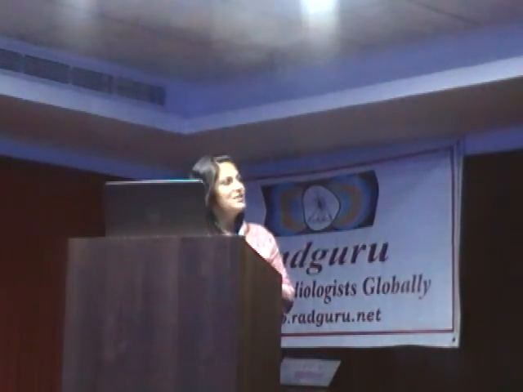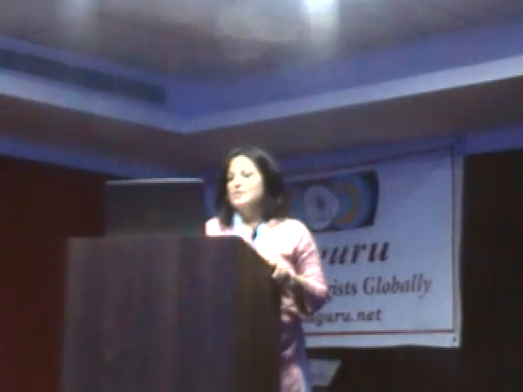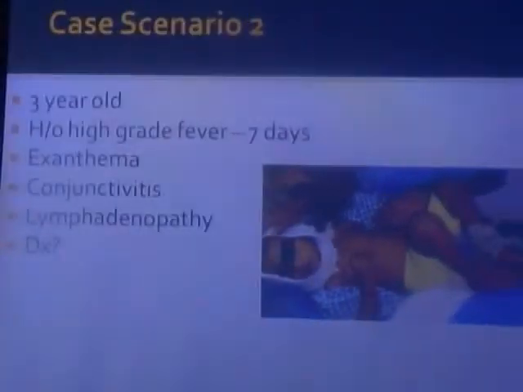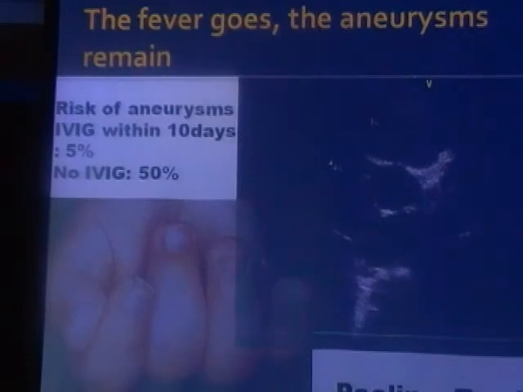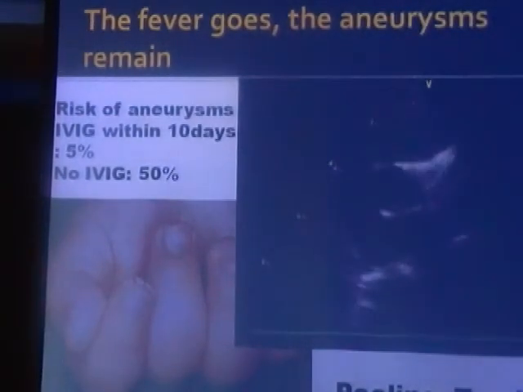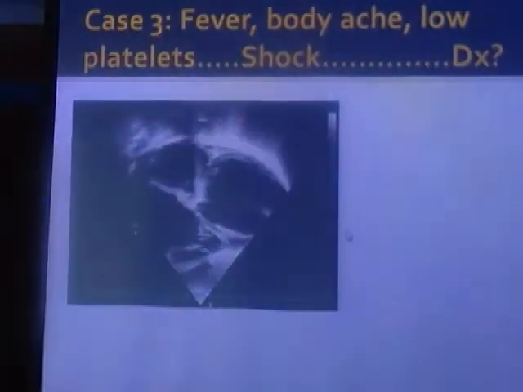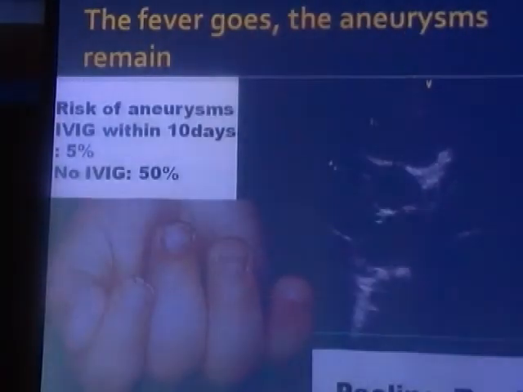Case scenario 2, a 3-year-old with high-grade fever for 7 days, conjunctivitis, lymphadenopathy, rash: Kawasaki. It is very important to diagnose this early, because with Kawasaki disease, the fever goes away, but the aneurysms remain. This is a short axis view. You can see the aorta, and then this is the left LAD, and there's an aneurysm in the LAD.